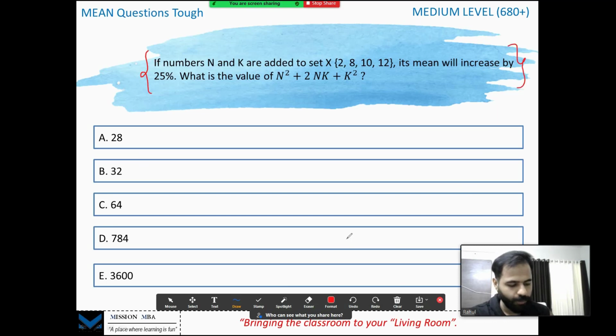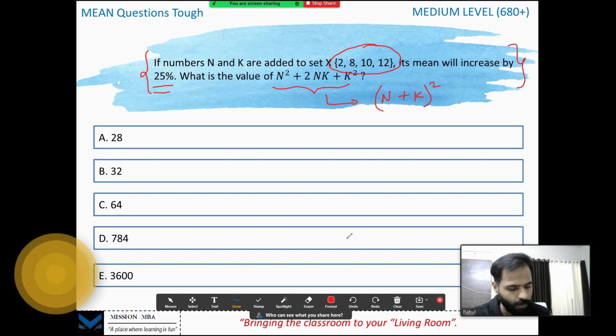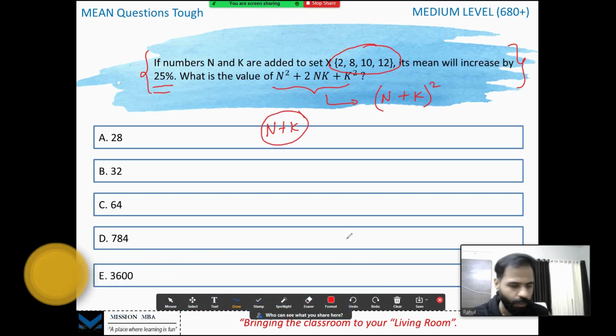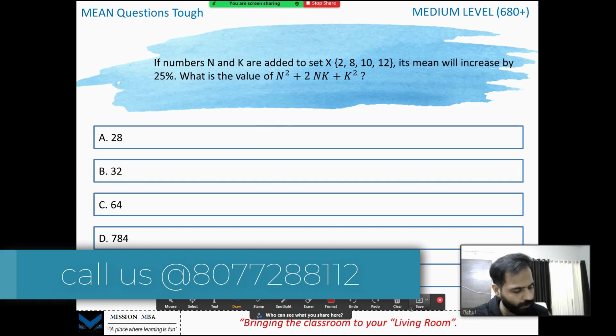If numbers n and k are added to this particular set, its mean will increase by 25%. What is the value of n square plus 2nk plus k square? Now guys, be careful. Look at the numbers. n square plus 2nk plus k square is nothing but n plus k whole square, isn't it? a square plus b square plus 2ab. So that means I need to find n plus k. Once I have found n plus k, I'm done. Now let's go to the question and try to find n plus k.